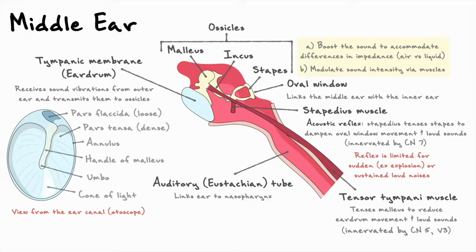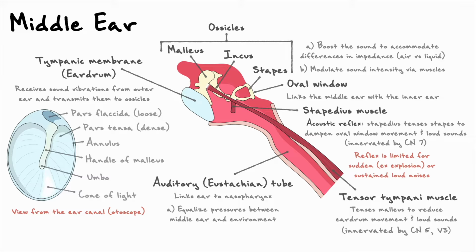Finally, to conclude this topic on the middle ear, I want to briefly discuss the auditory or eustachian tube, which we have seen connects to the nasopharynx. This tube serves two main roles. First, it allows to equalize the pressures between the middle ear and the atmosphere.